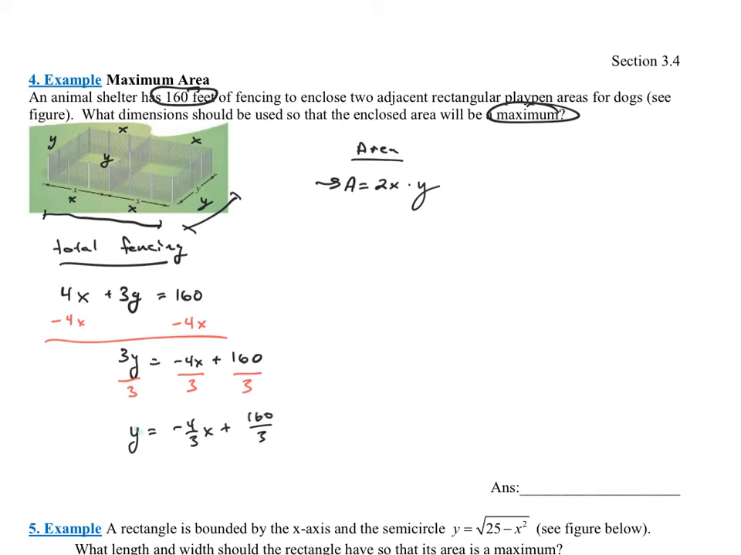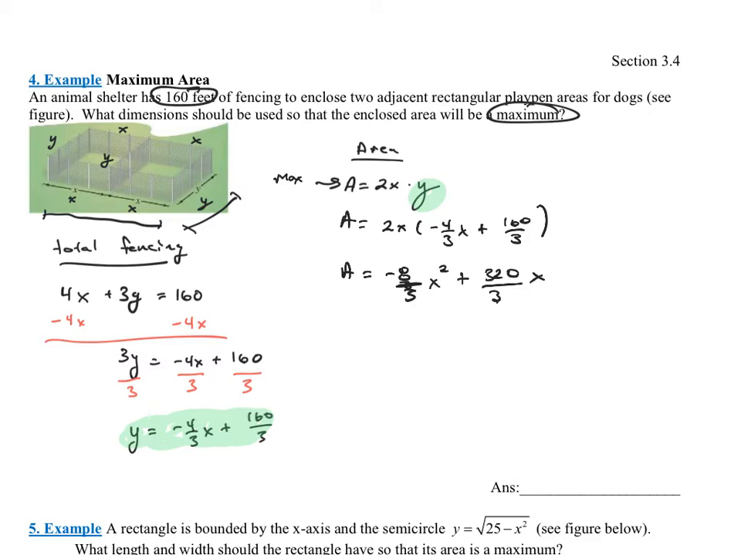So what do I do now? Now that I've solved for y, I can plug that back into the equation that I'm trying to maximize. Again, the only way to maximize it is if it's in terms of one variable. So this is going to be 2x times negative 4/3 x plus 160 over 3. Distributing, I have area equals negative 8/3 x squared plus 320 over 3 x. That's my area equation in terms of one variable.